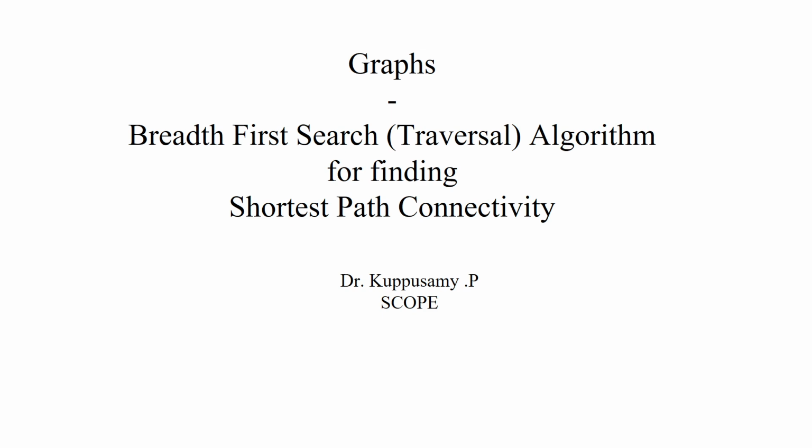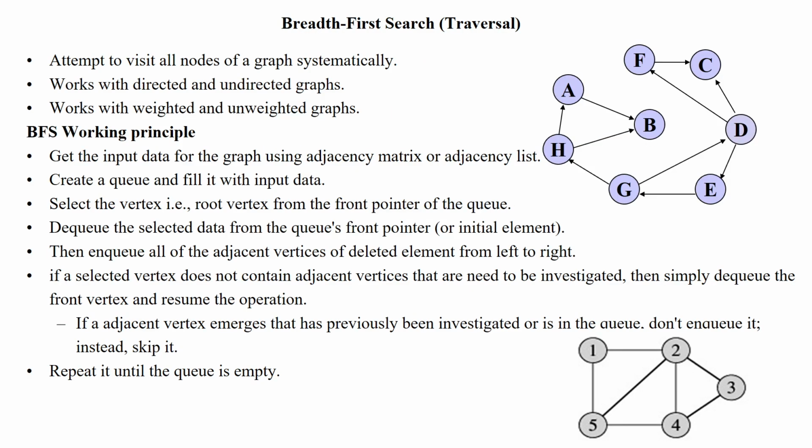Here it is used to find the shortest path from the given graph. It is using the queue data structure to visit all the nodes and keep track of the path. Here we will give the input data of the graph using an adjacency matrix or adjacency list. Then we will create the queue to fill the vertices of the given graph.